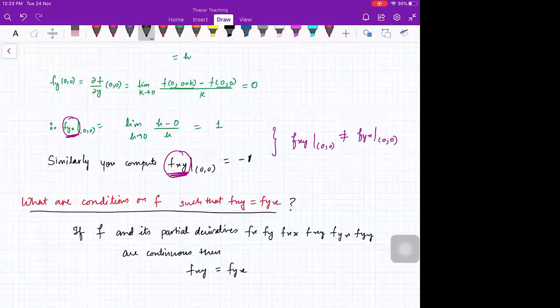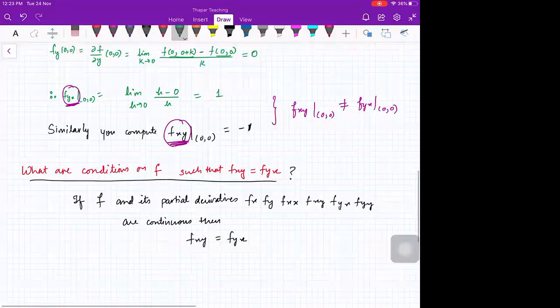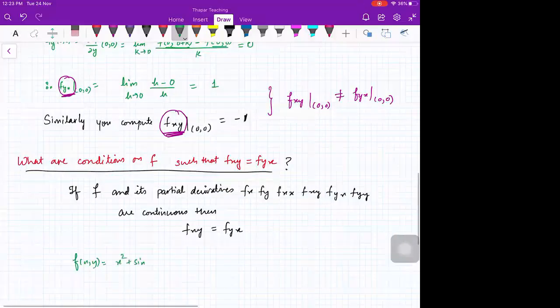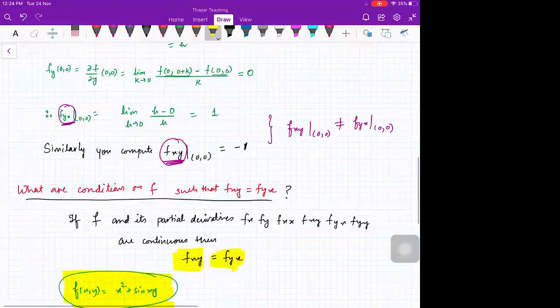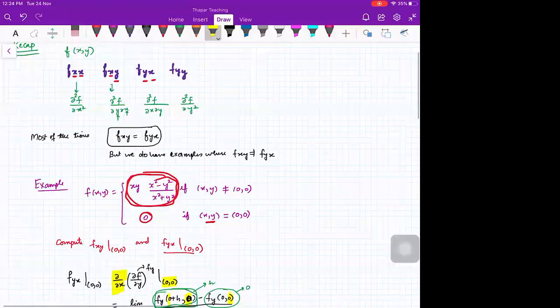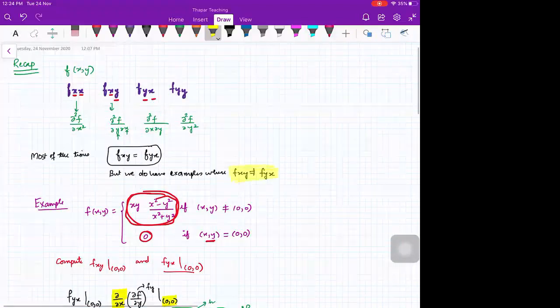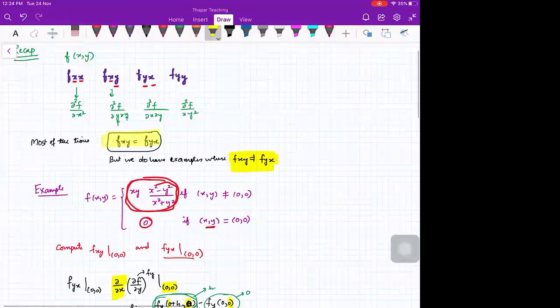At whatever point they are continuous, their fxy will be equal to fyx. For example, if f of xy is equal to x square plus sine xy, this is a nice function, it is continuous and all its derivatives will also be continuous. So there you generally have fxy equal to fyx. In most of your course, we always have a function which is continuous and all its derivatives are also continuous. So you don't have to worry much about the cases where fxy is not equal to fyx. This case is rare for you.